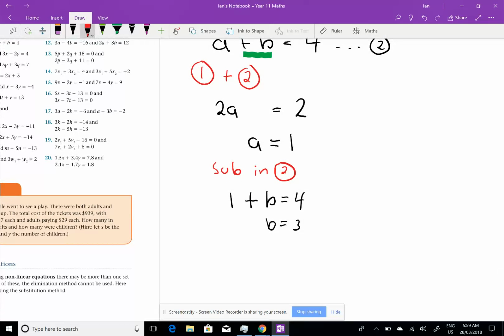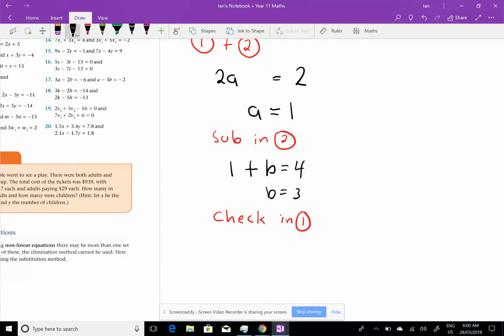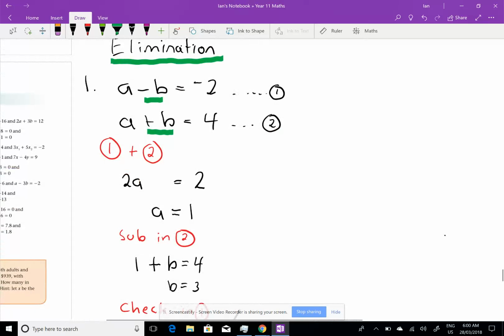So when I do my check, I'm going to check in equation 1. And if it works there, I know I'll have the right answer. So a minus b equals minus 2. So 1 minus 3 is minus 2, and that is the right answer. I'm away. Let's have a go at question number 2.